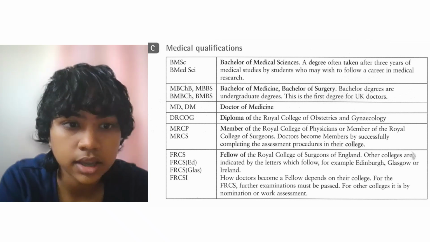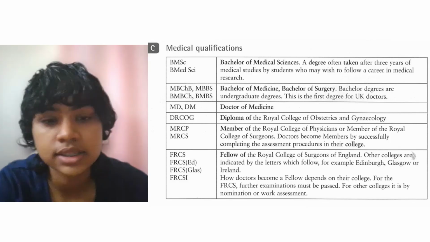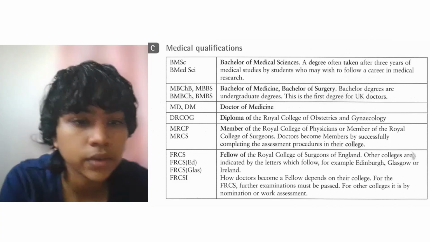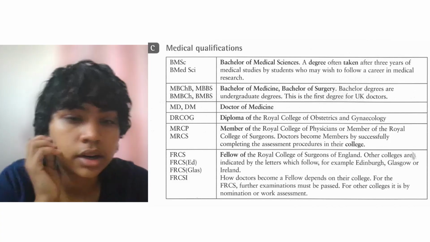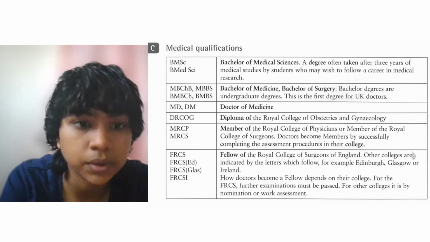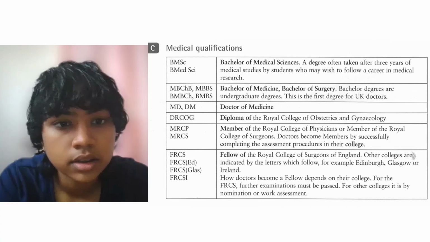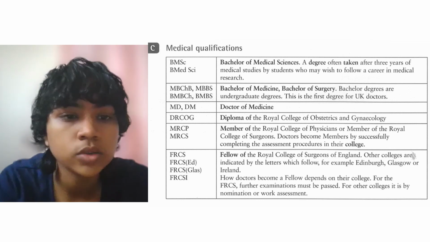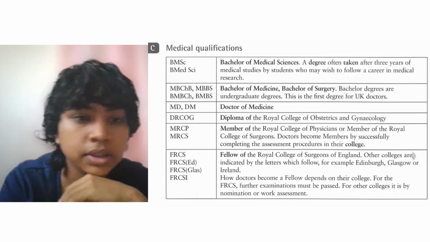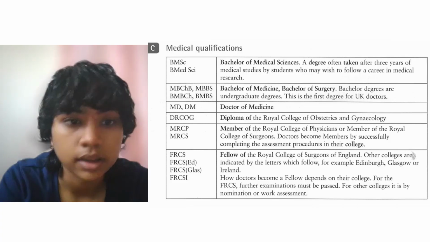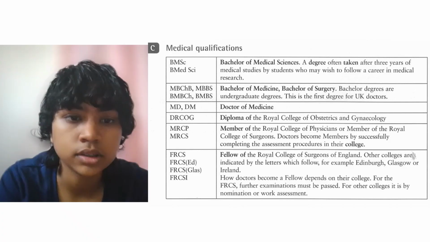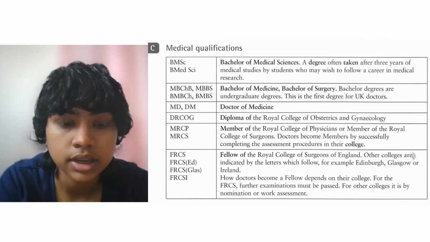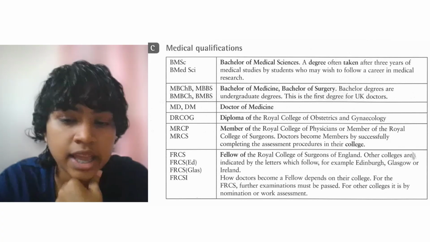FRCS, FRCS Ed, FRCS Glasg, FRCSI: Fellow of the Royal College of Surgeons of England. Other colleges are indicated by the letters which follow, for example Edinburgh, Glasgow, or Ireland. How doctors become a fellow depends on their college. For the FRCS, further examinations must be passed. For other colleges, it is by nomination or work assignment.